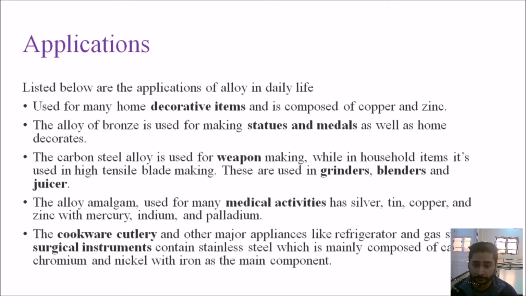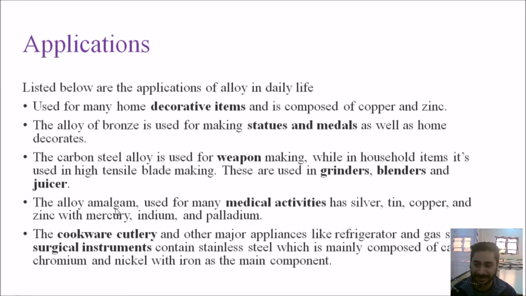They are used for making blenders, grinder and juicer blades, because blades are the main components of grinders, blenders and juicers. They have to bear a lot of force and a lot of load, and that is why they are made with alloys. Okay, we have another alloy which is actually amalgam.